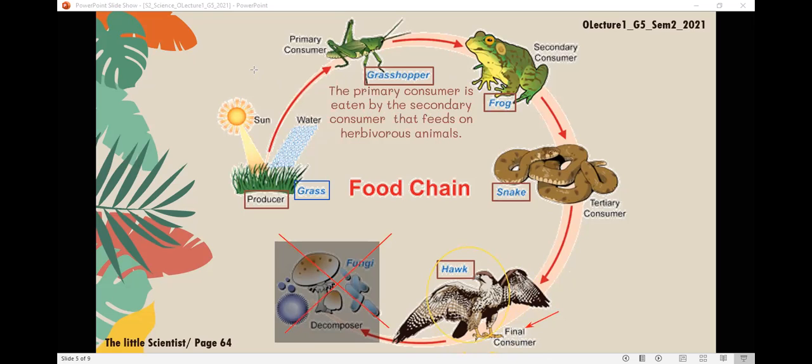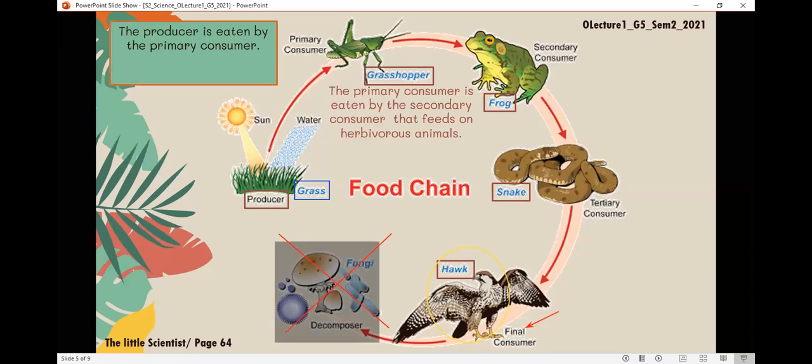How do we read this food chain? Listen to me. The grass is eaten by the grasshopper. The grasshopper is eaten by the frog. The frog is eaten by the snake. The snake is eaten by the hawk. That's it.